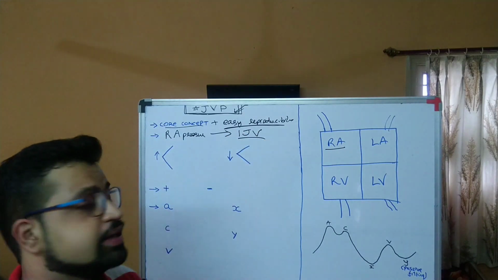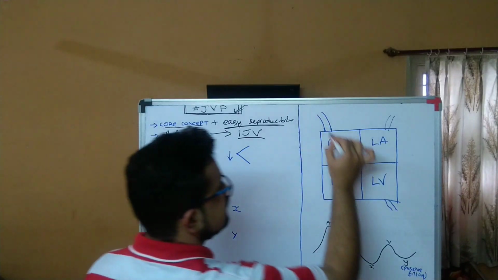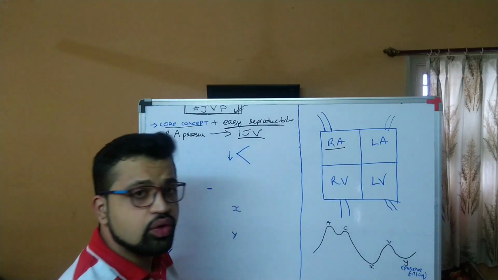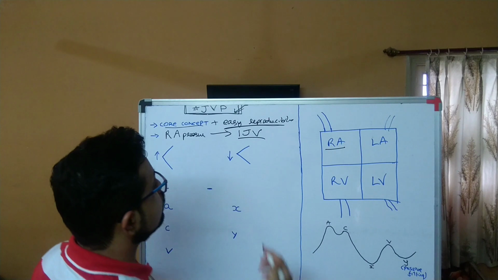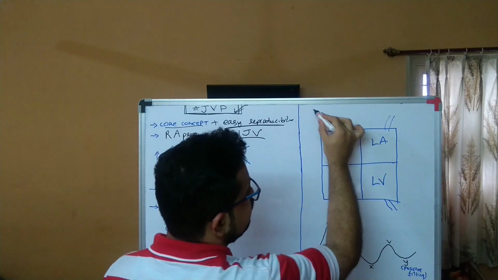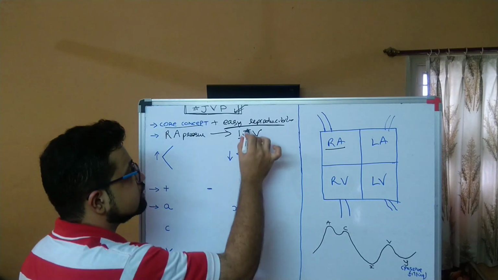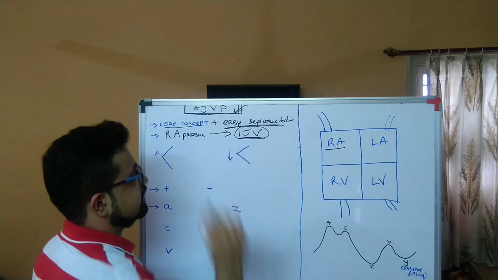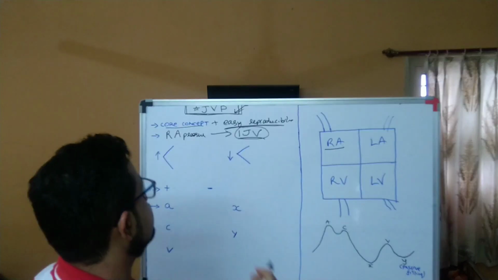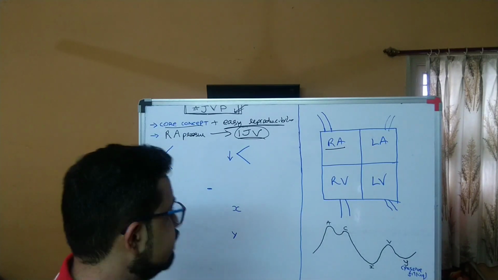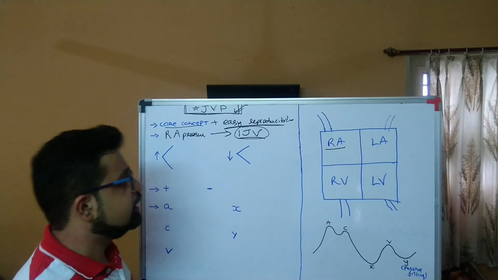What is the reason? The reason is there are no intervening valves between the internal jugular vein and the right atrium. So to know the pressure of the right atrium, we use this method of JVP to measure the pressure in the right atrium. Okay? Am I making sense? Am I clear?